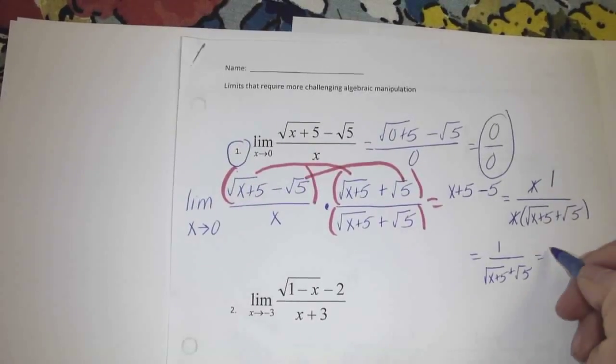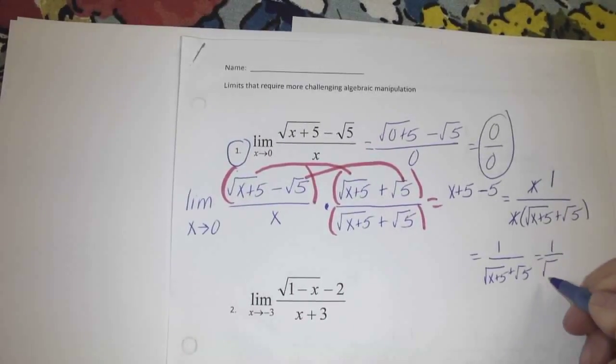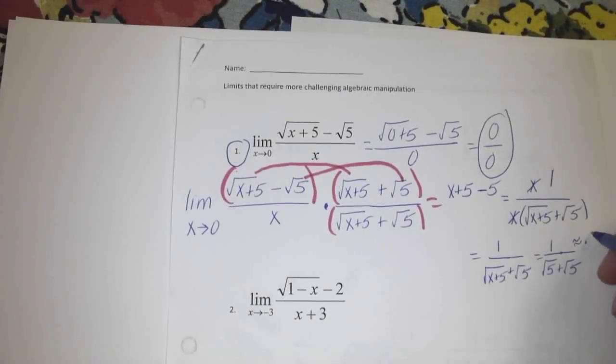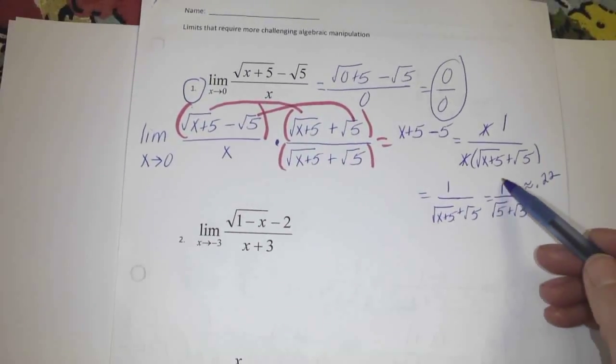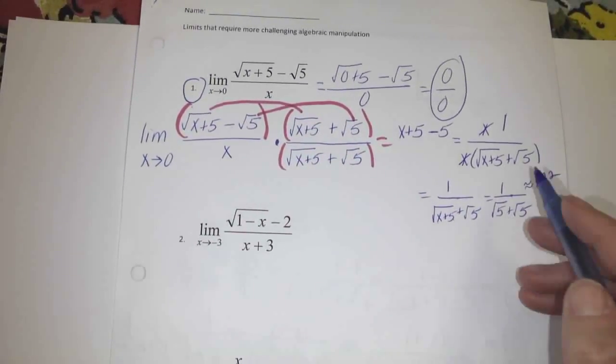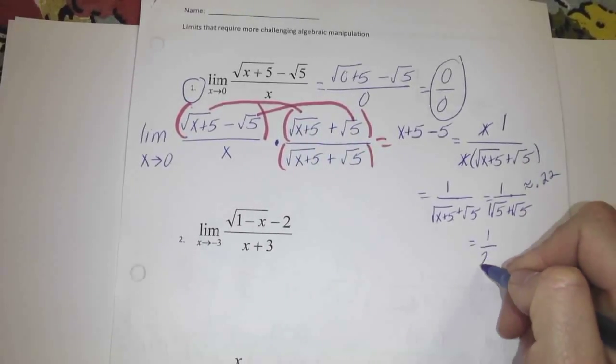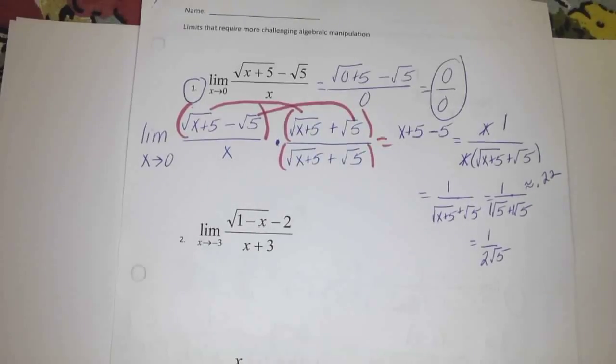If I substitute in a 0, 0 plus 5 is 5. So I have 1 over the square root of 5 plus the square root of 5, which if you type it into your calculator, that's about 0.22. If you want a more exact answer, a better simplified answer, if you have square root of 5 plus another square root of 5, I'd be happy if you wrote 2 square roots of 5.